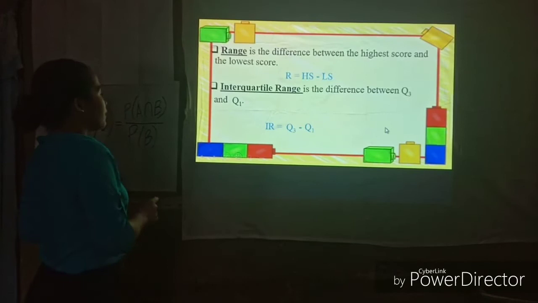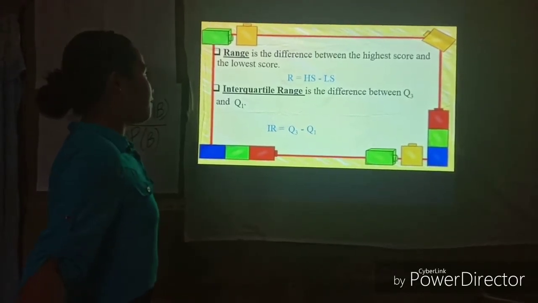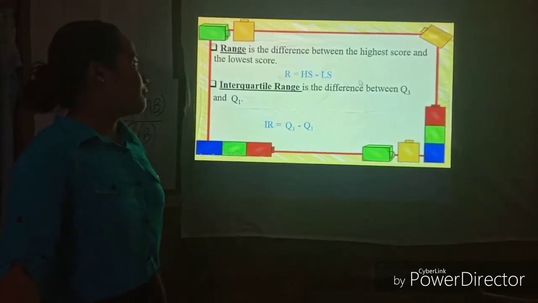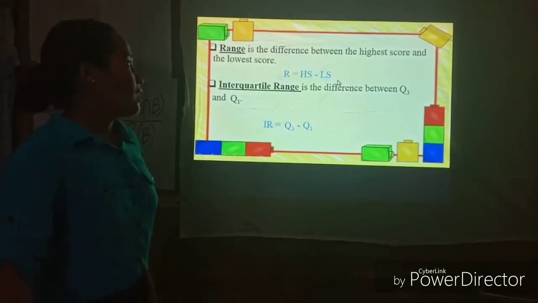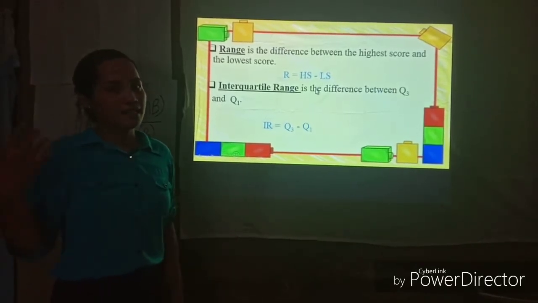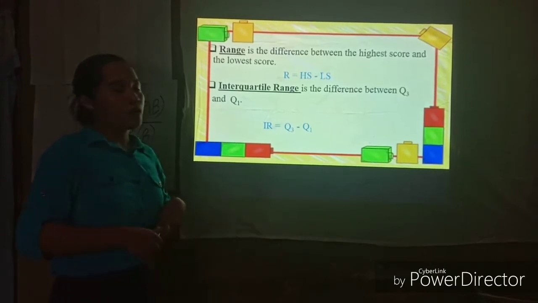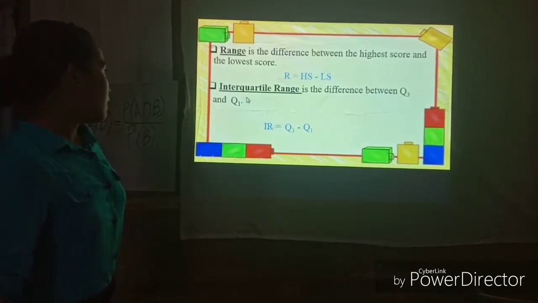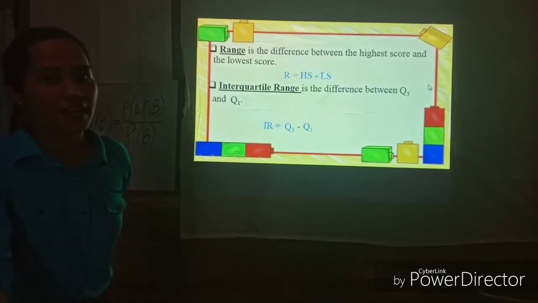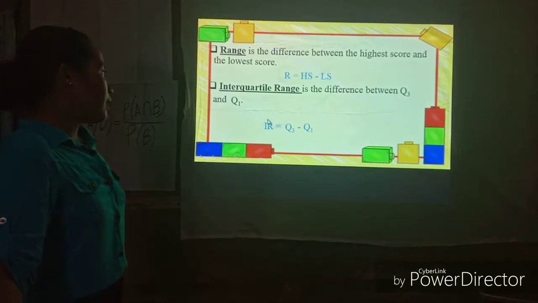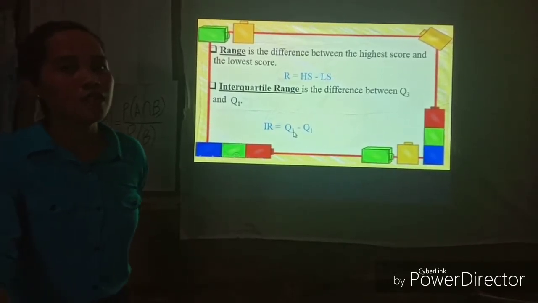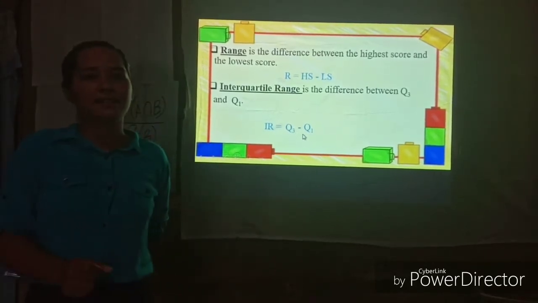We also have what is called range. Range is the difference between the highest score and the lowest score, and the formula is R equals HS minus LS, where HS is the highest score and LS is the lowest score. We also have the interquartile range. It's the difference between Q sub 3 and Q sub 1, so the formula is IR equals Q sub 3 minus Q sub 1. Do you get it, class?